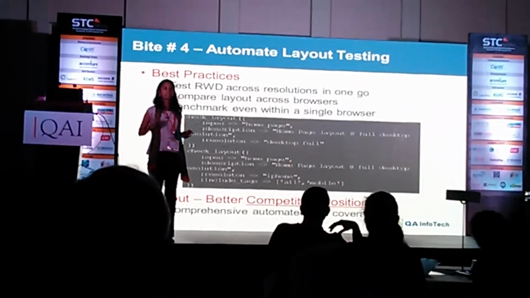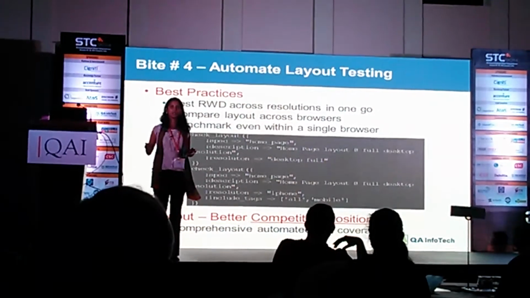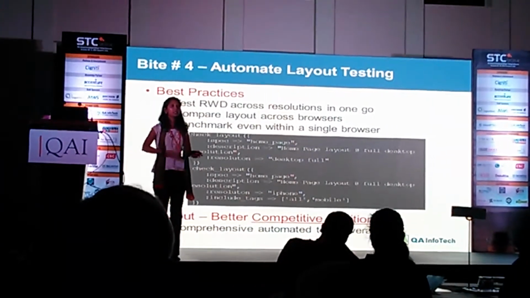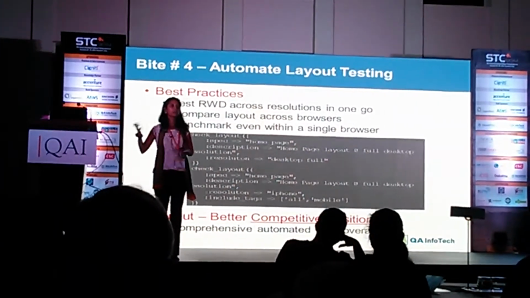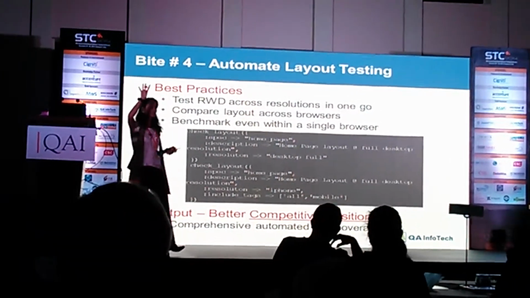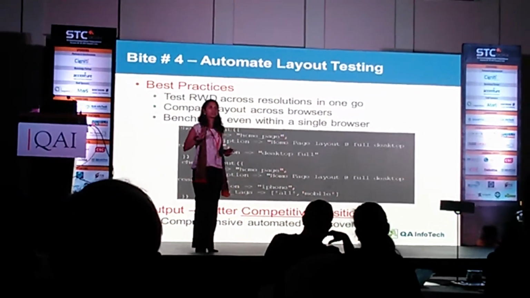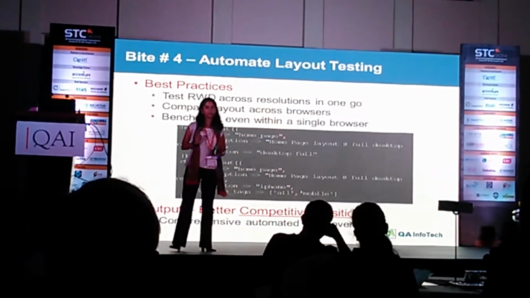When you do this, clearly you're able to give yourself a competitive advantage. Your competitors have probably not thought about this. They've probably thought about it only from a functionality level. So why don't we as testers look into this fourth area, which is automating your layout test, to give yourself a better competitive advantage.